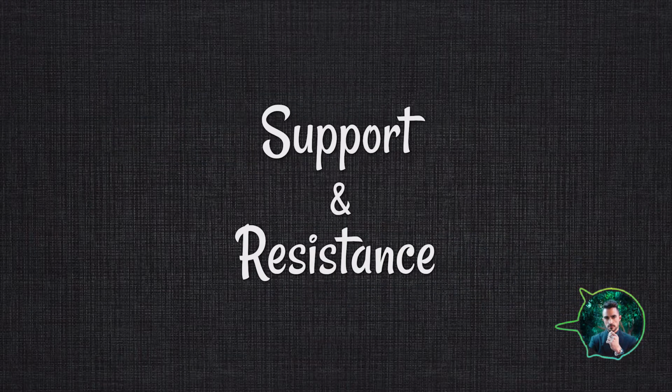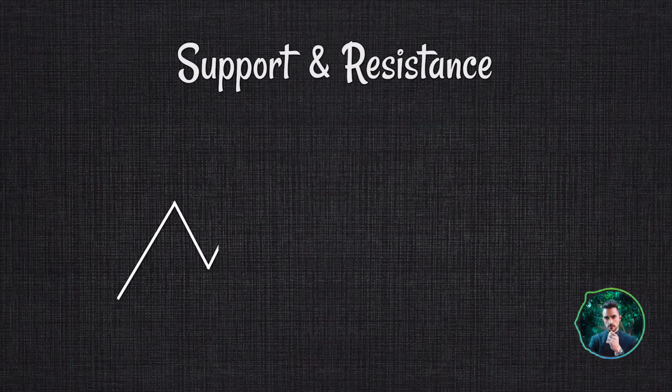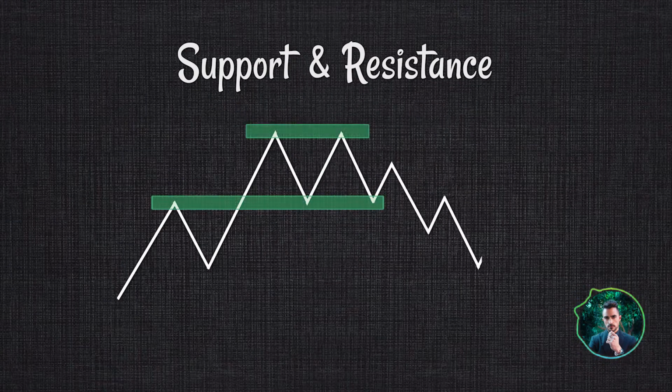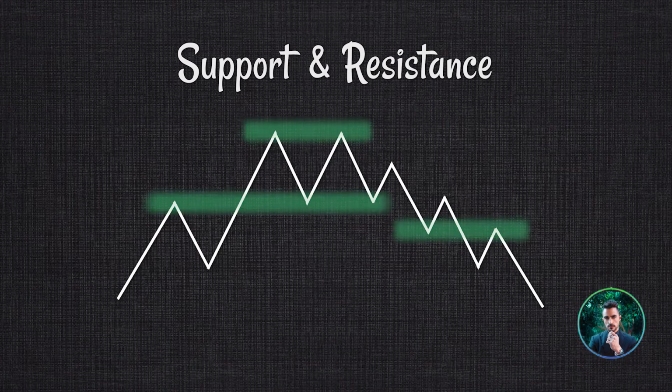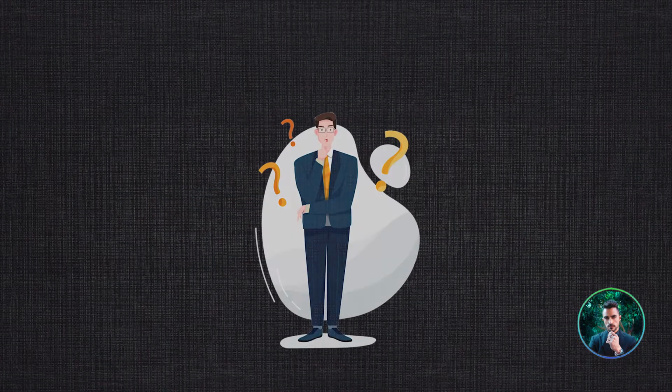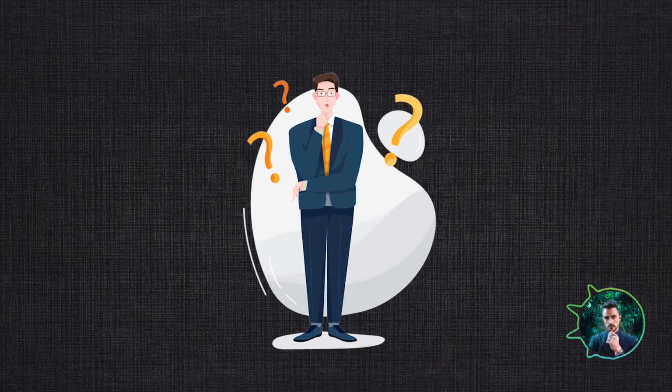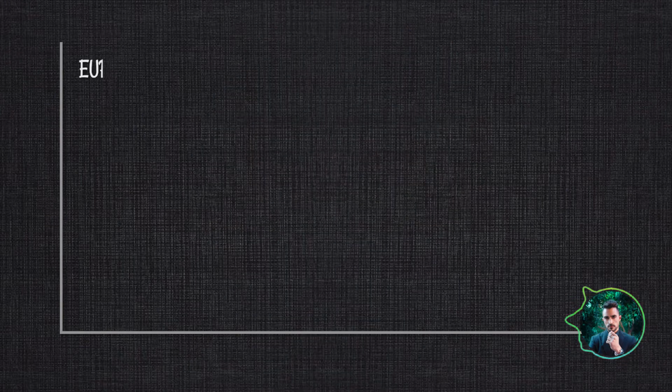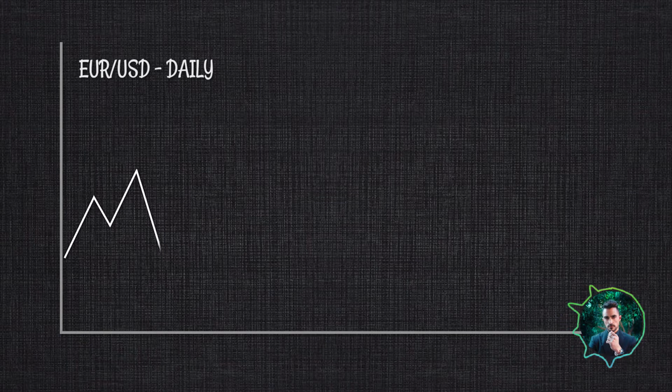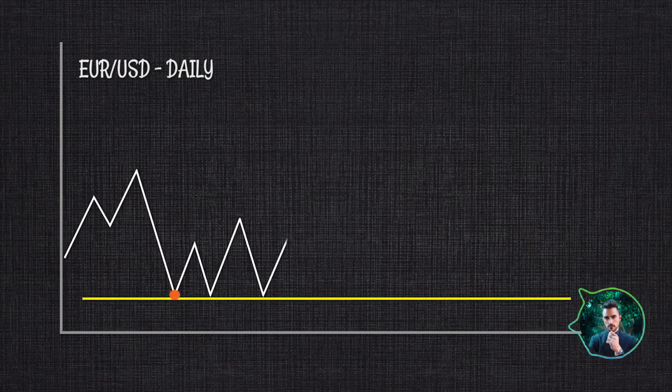Today, we'll be looking at the concept behind support and resistance, and how to identify key support and resistance areas. So, what is support and resistance? Support and resistance is a form of technical analysis that traders use to determine key reversal areas. These areas form when price bounces off of the same level more than once.